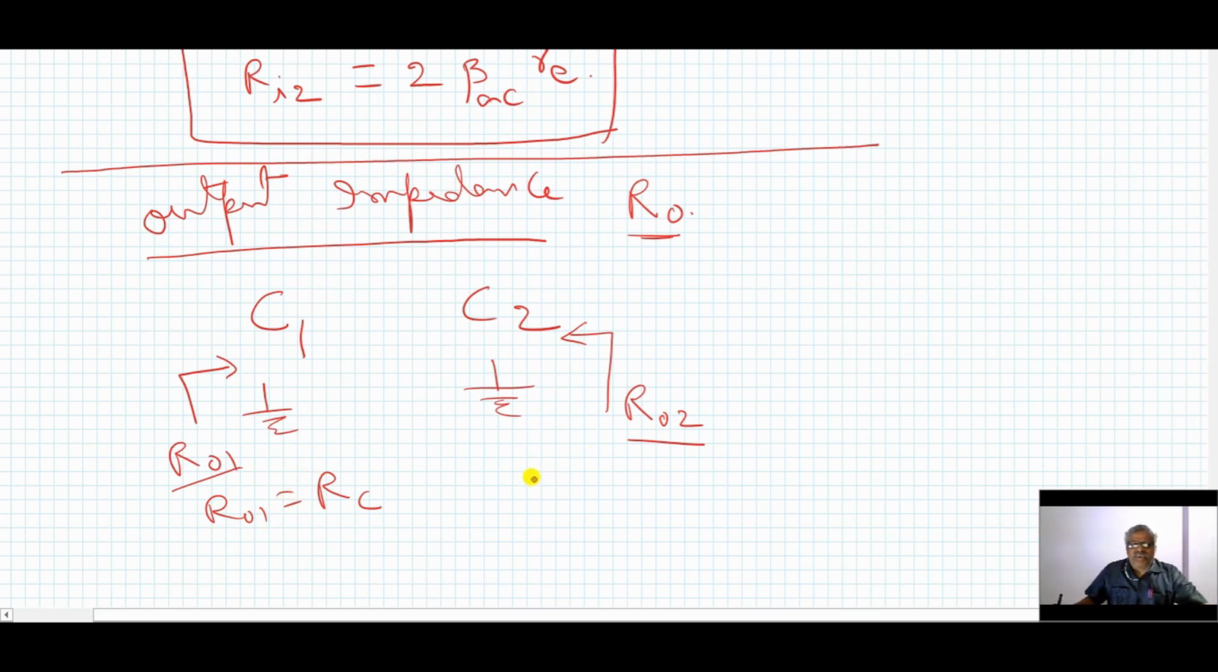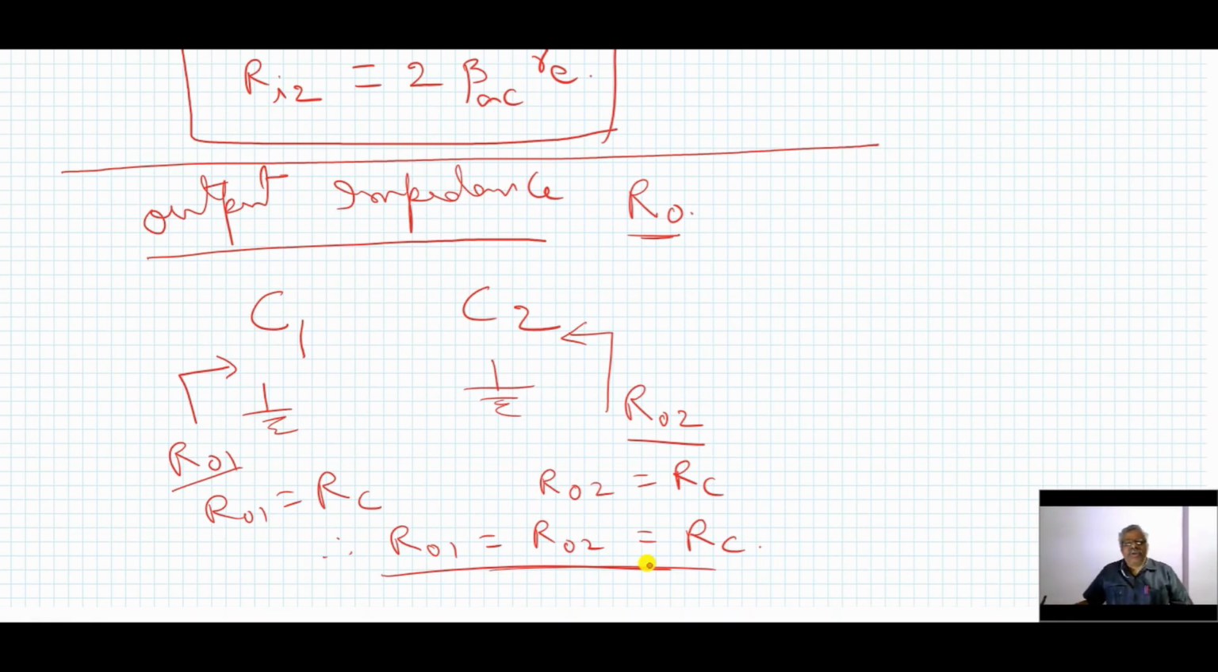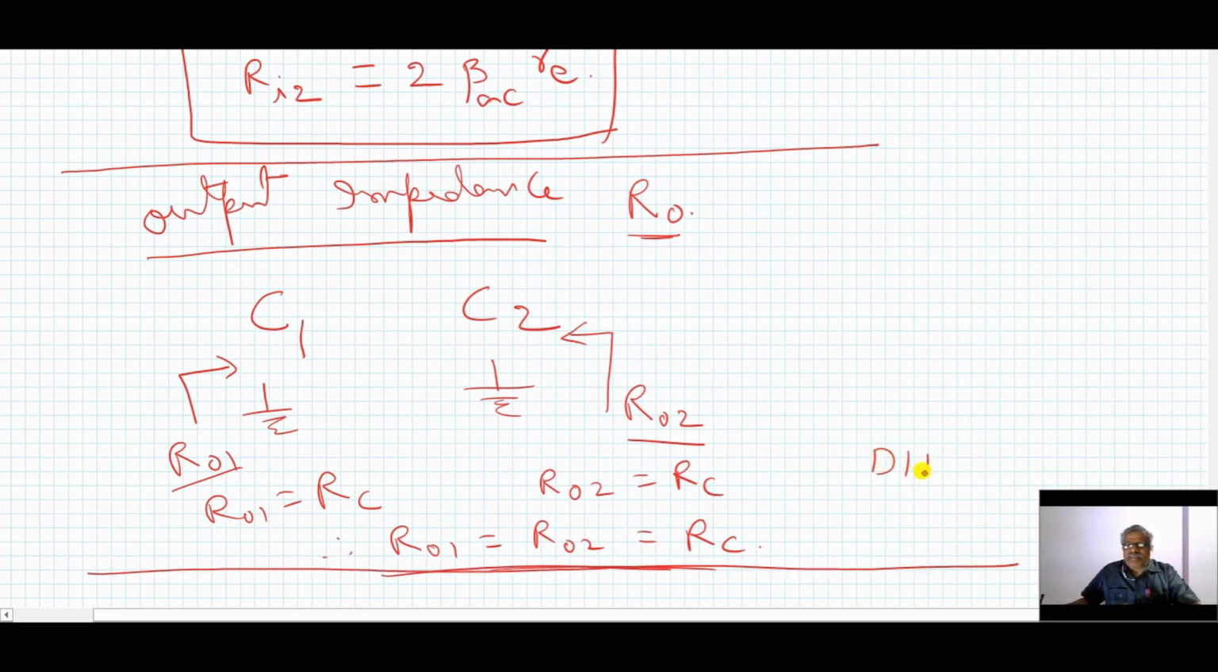In the same way, between collector 2 and ground, what is present? RC. So R02 is also equal to RC. Therefore, the output impedance is equal to RC only. There are no more equations required to find out the output resistance for this dual input balanced output differential amplifier. This is the AC analysis of dual input balanced output differential amplifier.